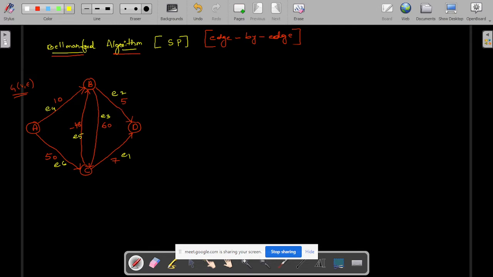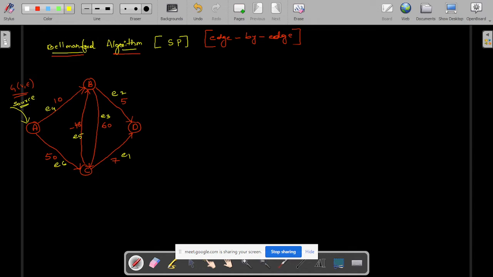Oh sir, I understood. You provided the edges, the vertices, the paths, everything. Now in Bellman-Ford, they will provide the source, where you have to start. So consider I provide the source as A. This is the source. Please understand this right now.